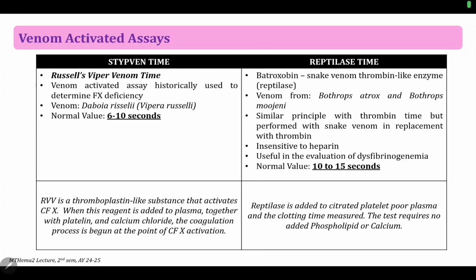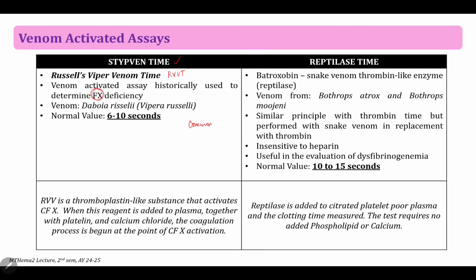Next test are your venom-activated assays. So one of which is your Stypven time. Your Stypven time is also known as your Russell's viper venom time. Now, this venom-activated assay is historically used to determine factor 10 deficiency. Pero eventually, this test is commonly used to detect any deficiency in the common pathway.